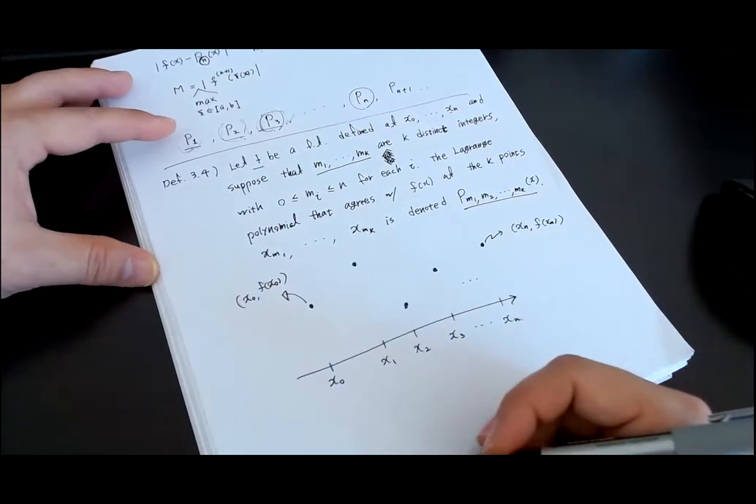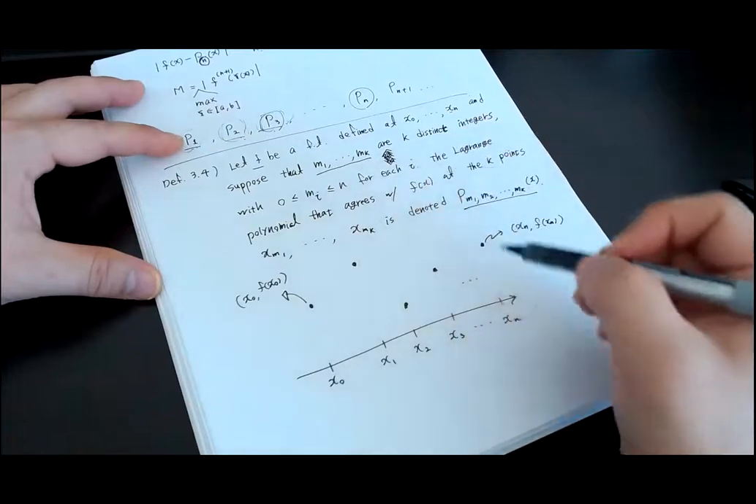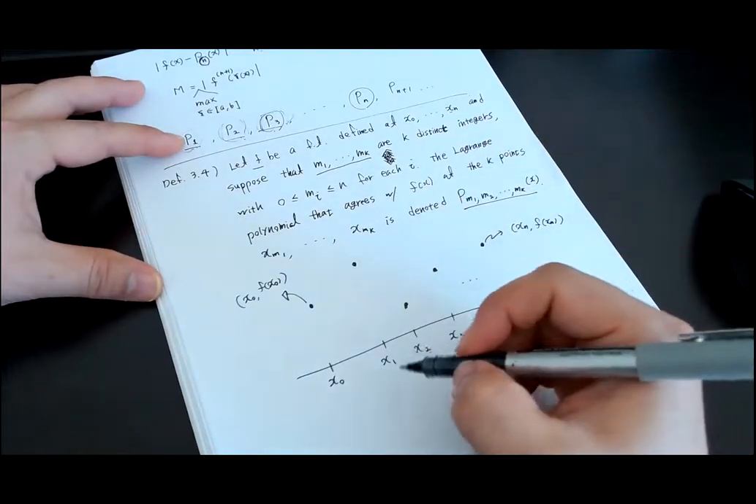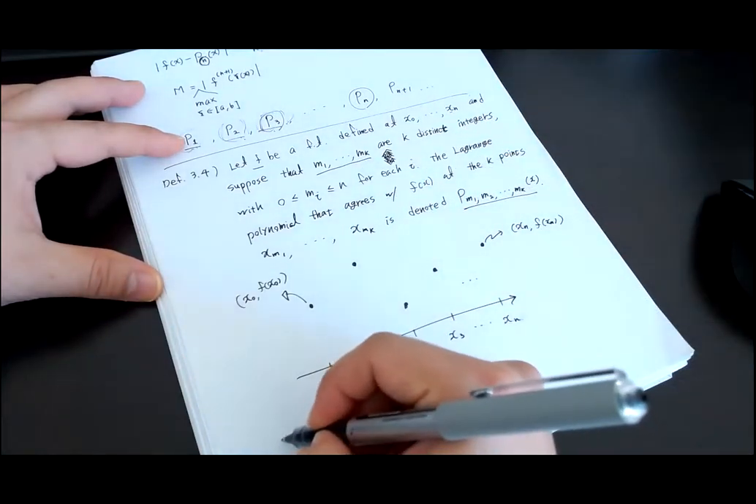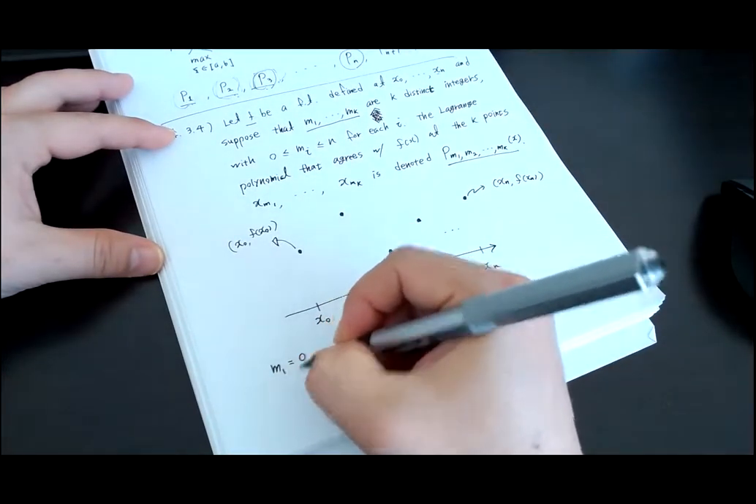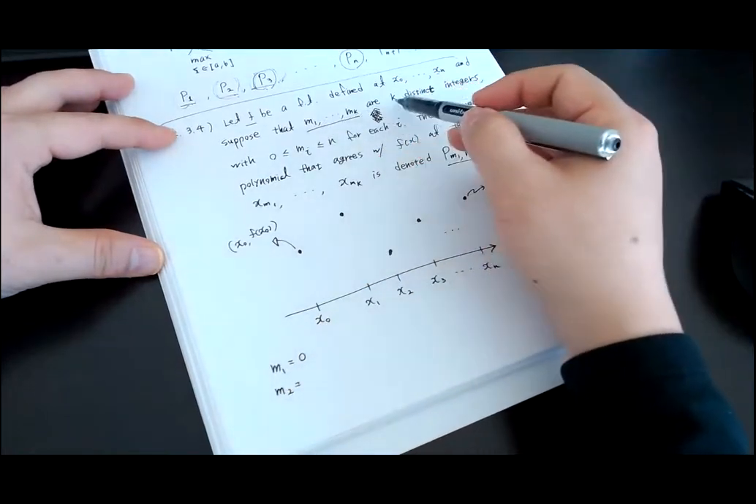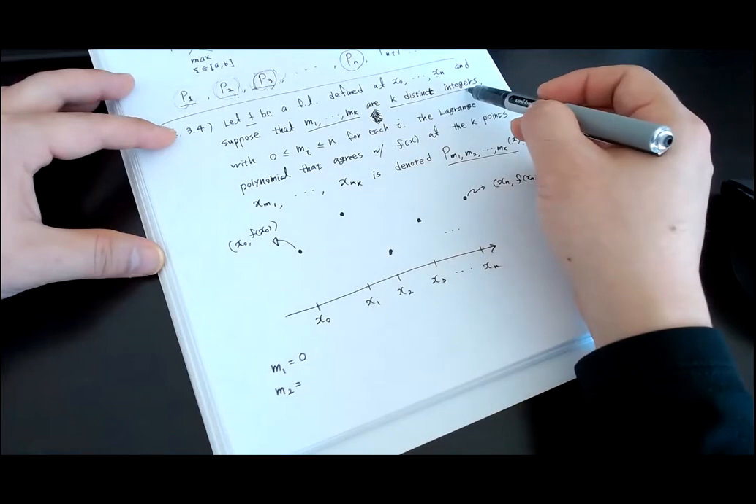Now, what are m1 through mk? Maybe m1 is, let's say, 0, and then m2 maybe this is going to be, because m1 through mk are k distinct integers.